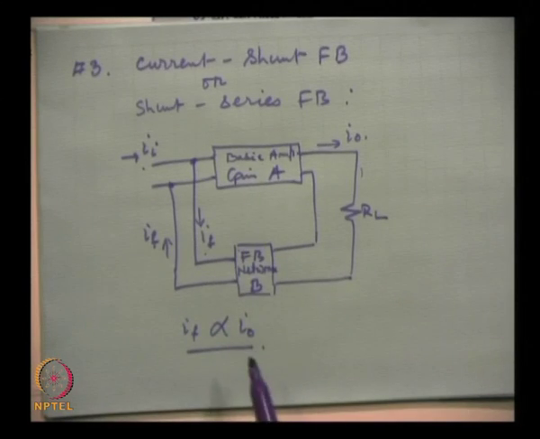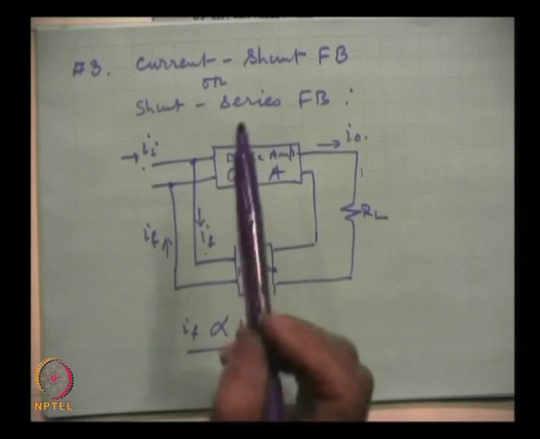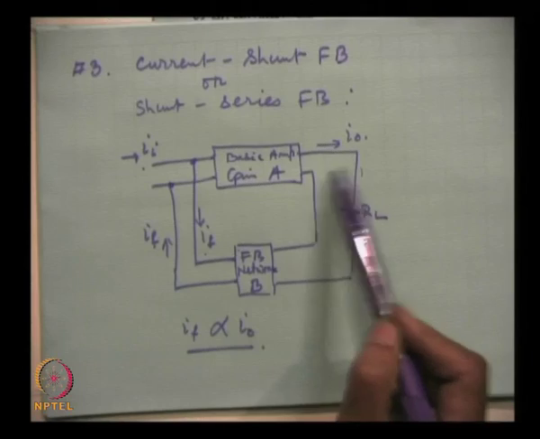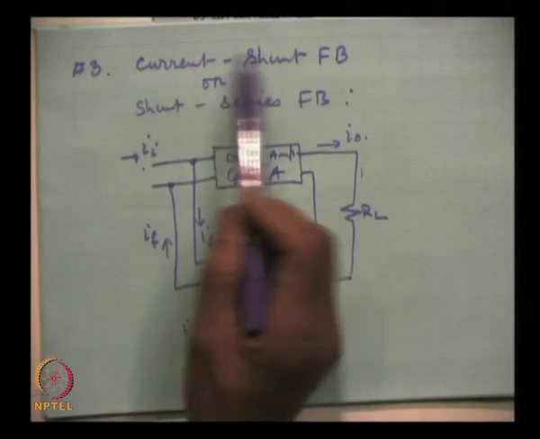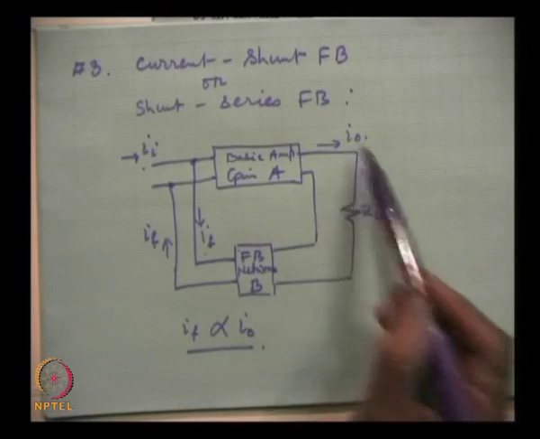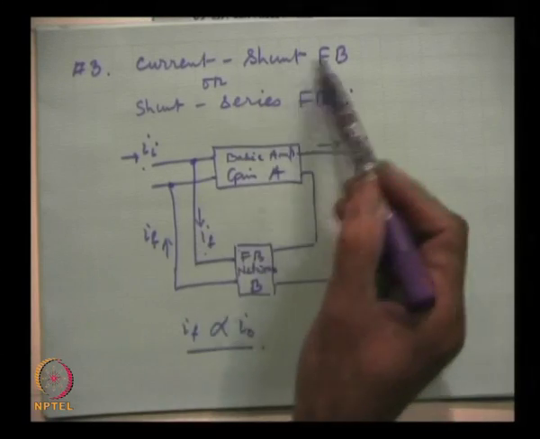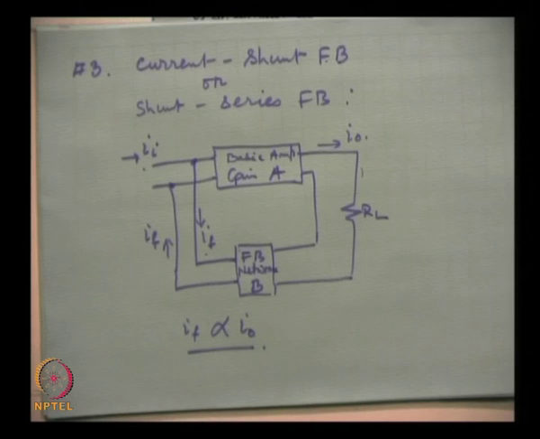The circuit functions. In this nomenclature, shunt connection at the input, series connection at the output, we are sampling the current and returning that signal in shunt form at the input. So, this is current shunt feedback, or series shunt feedback.